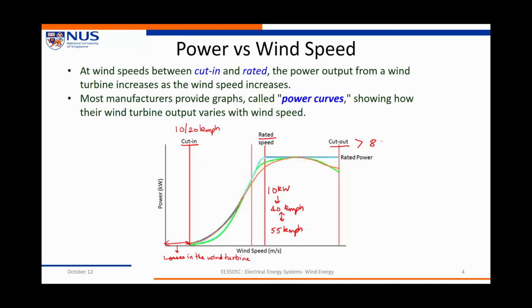Now we have another term called cutout speed. At very high wind speeds, typically above 80 km per hour, most wind turbines will cease power generation and shut down. The wind speed at which this shutdown occurs is called the cutout speed.